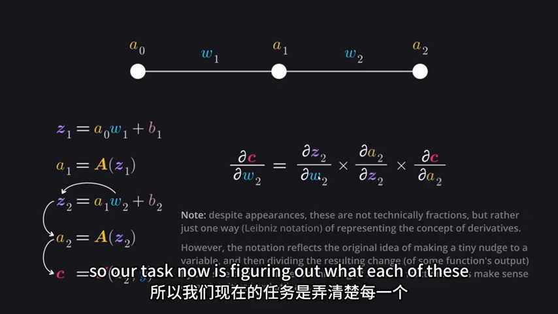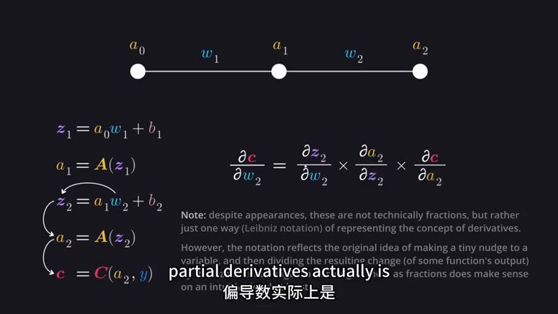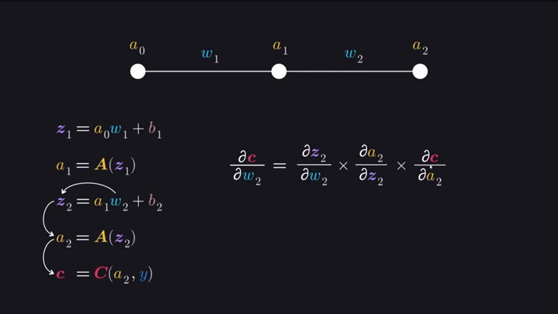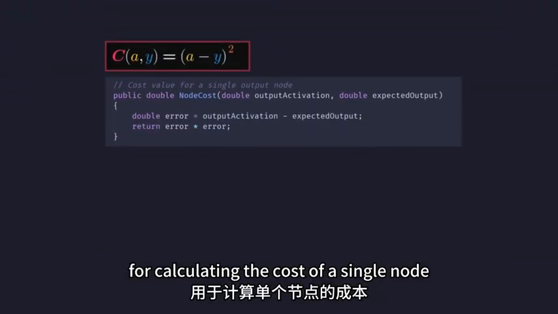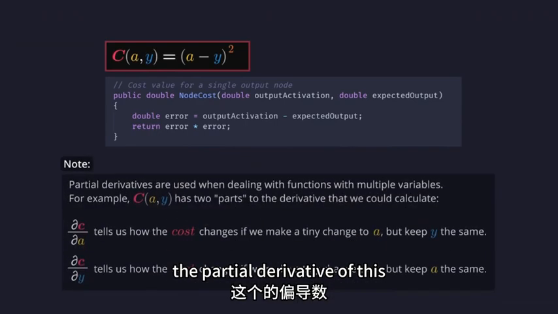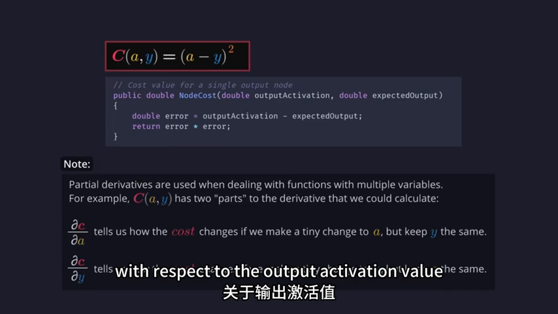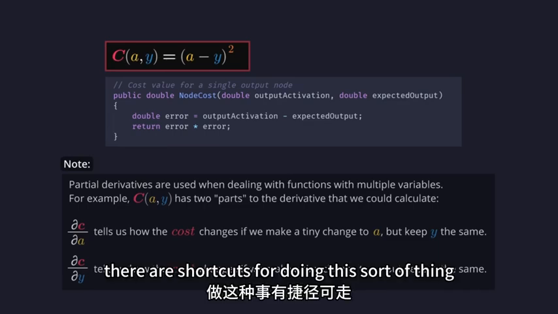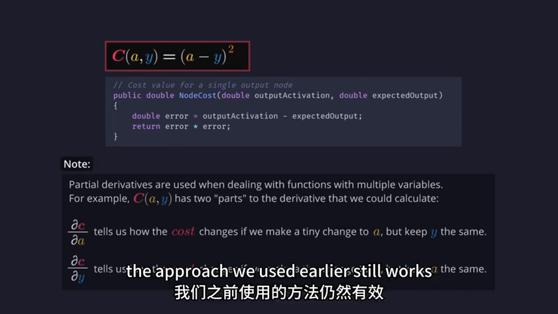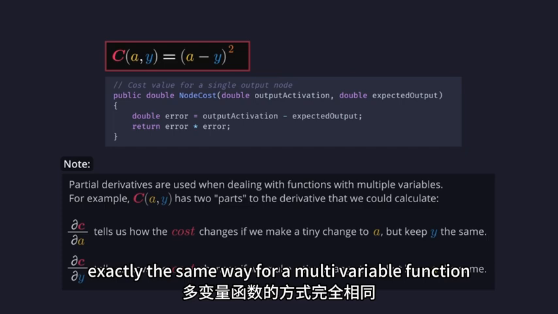So our task now is figuring out what each of these partial derivatives actually is, and let's start with this one on the end. Here's our code again for calculating the cost of a single node, and we need to figure out the partial derivative of this with respect to the output activation value. There are shortcuts for doing this sort of thing, thankfully, but I'd just like to quickly show how the approach we used earlier still works exactly the same way for a multivariable function like this one.